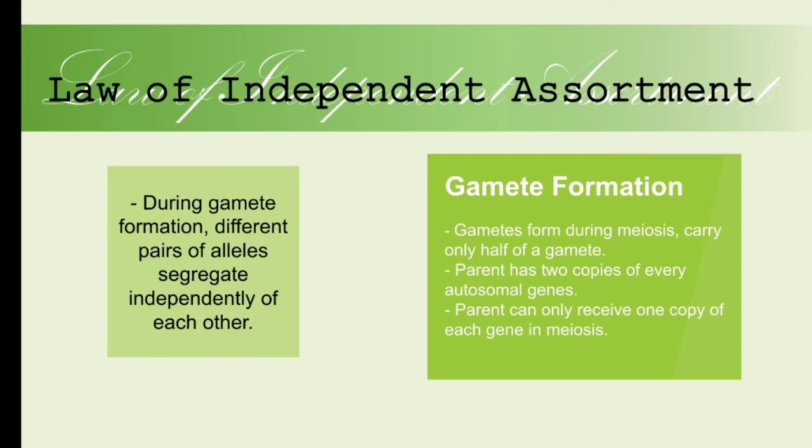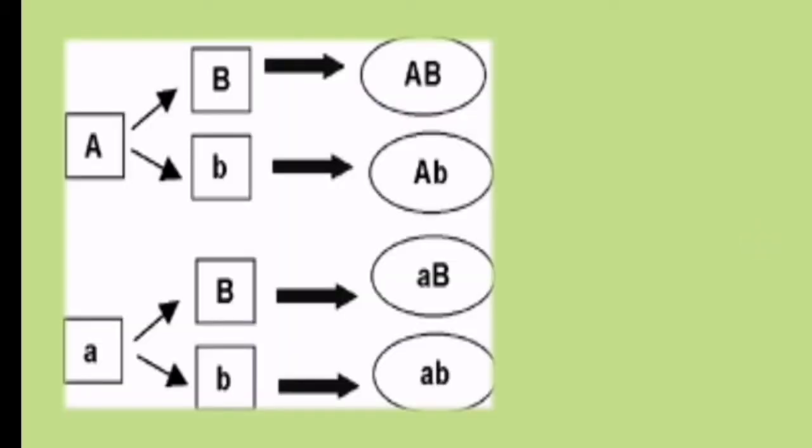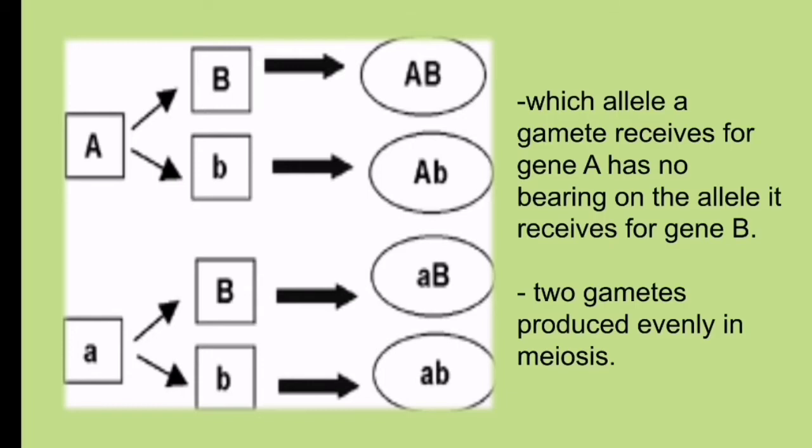The parent has thousands of genes, but let's look at an example with just 2 genes. So let's say this parent is heterozygous for both gene A and gene B. This would be their genotype. During gamete formation, the parent can only give 1 gene A allele and 1 gene B allele to the offspring. So the crux of the law of independent assortment is that which allele a gamete receives for gene A has no bearing on which allele it receives for gene B. So if the gamete receives the dominant allele for gene A, the gamete is equally likely to receive the dominant or the recessive allele for gene B. And these two gametes would be produced evenly in meiosis.